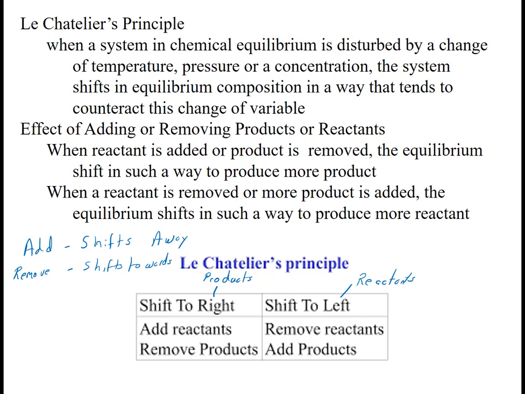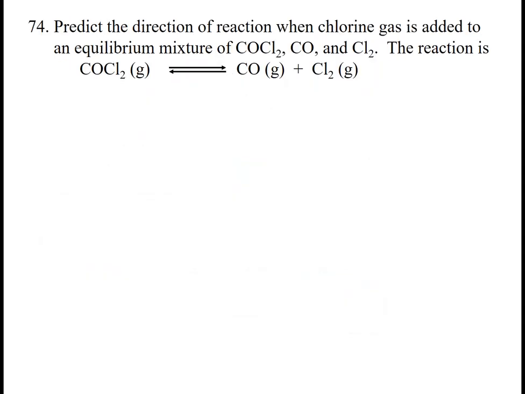So there's an example on the next slide. It says, predict the direction of reaction when chlorine gas is added to a mixture of COCl2, CO, and Cl2. Well, Cl2 is a product, so it's right here, and I'm going to add this. So when I add something, it shifts away. So as a product, it's going to shift left, is one way to answer it, or towards reactants is the other way to answer it.